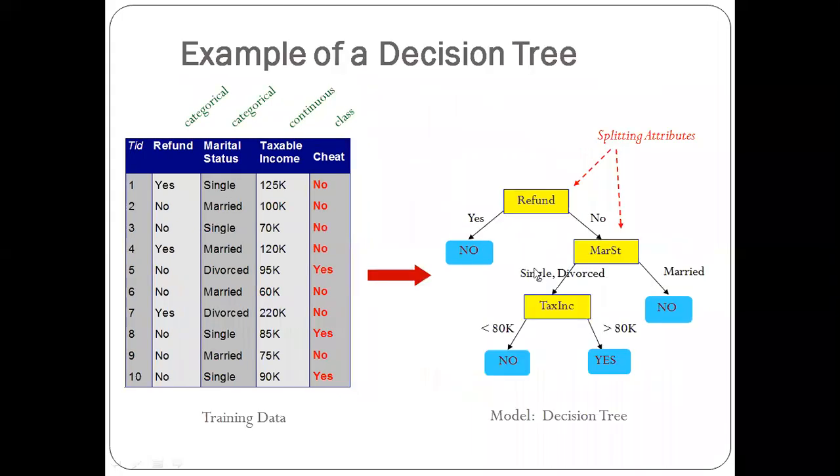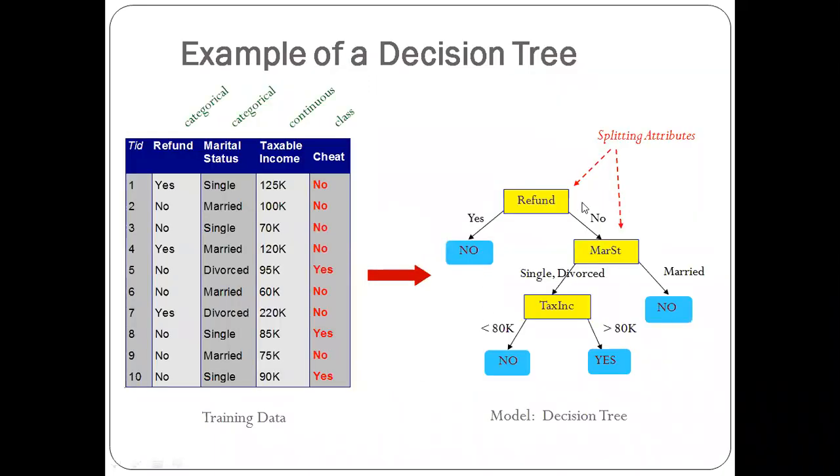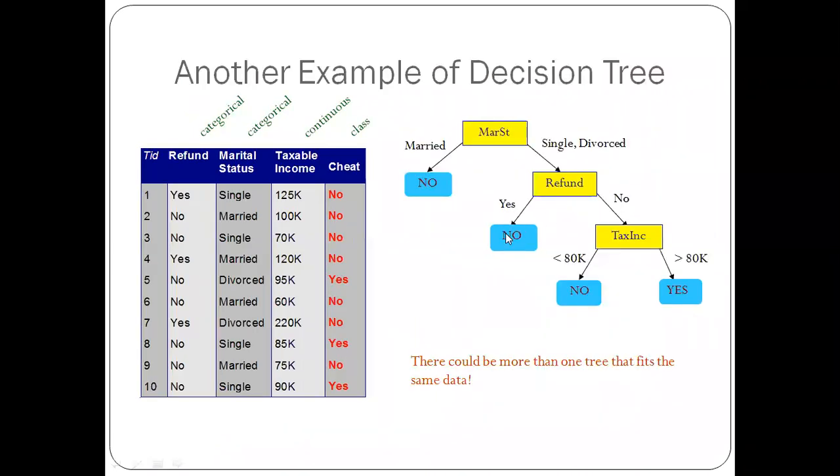It is not necessary that you can have only one kind of decision tree. See here, in this tree we have considered refund first, then marital status as the second splitting attribute, and then taxable income. So this is one kind of decision tree that we have put. You can have one more kind of decision tree also.